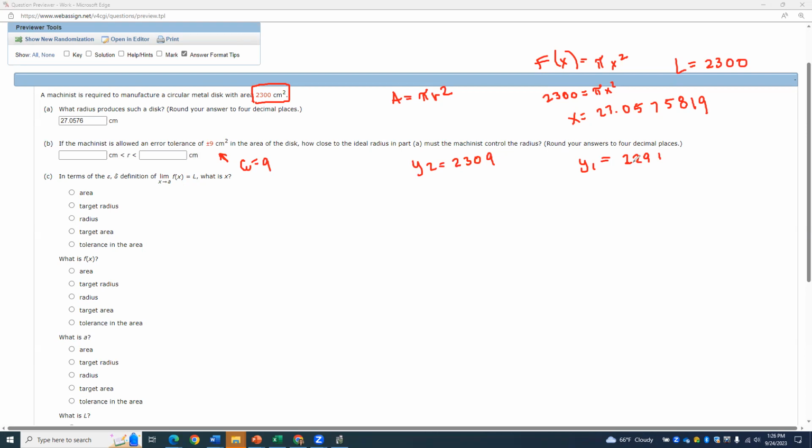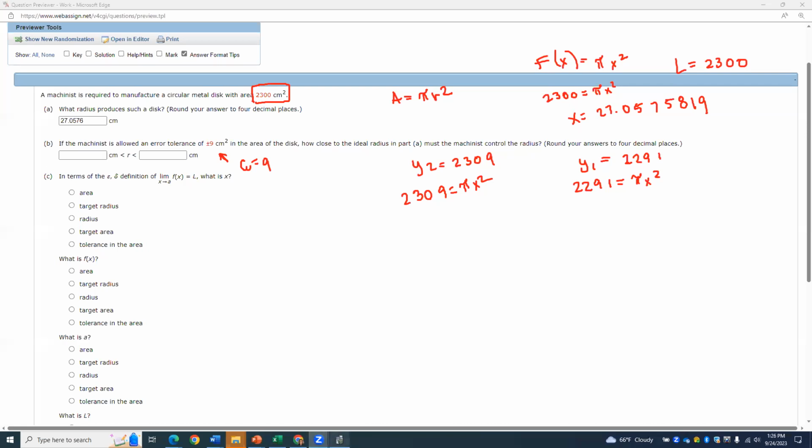And so what we're going to do is the same thing we just did, but instead of using 2,300, we're going to be using 2,309 and 2,291. I keep saying 23,000, I'm sorry, 2,300. Because that's again the error we have to work with. So we'll say 2,309 equals pi x squared, and 2,291 equals pi x squared, and we'll solve each of these.